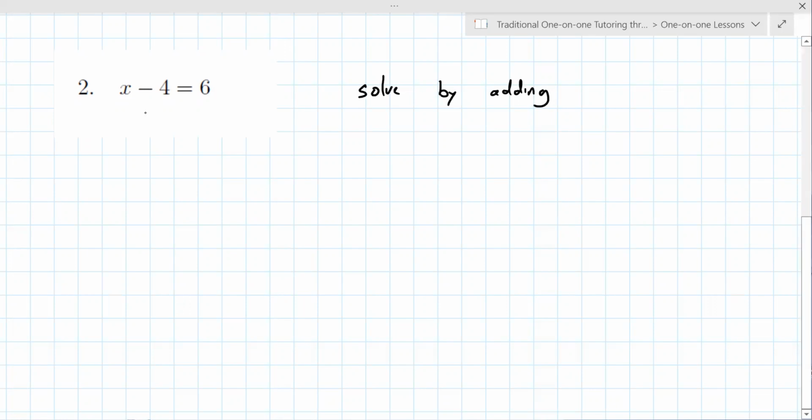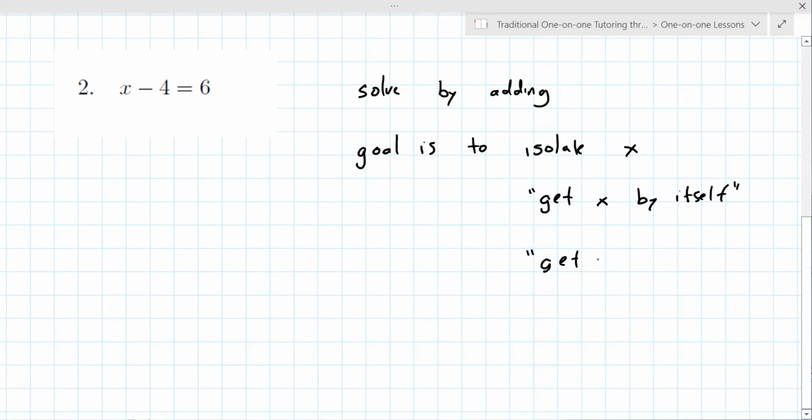By adding, you want to isolate x. Your goal is to isolate x, or in other words, get x by itself. Get x alone. Okay, so we're going to add 4 to both sides of the equation. Have you seen this before? Yeah. Good.